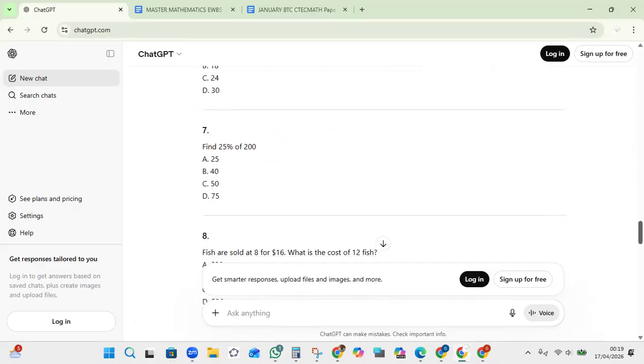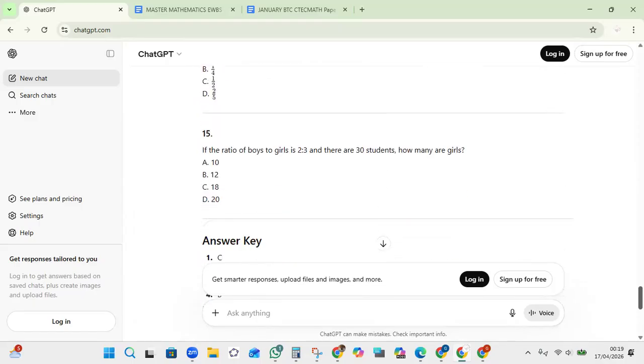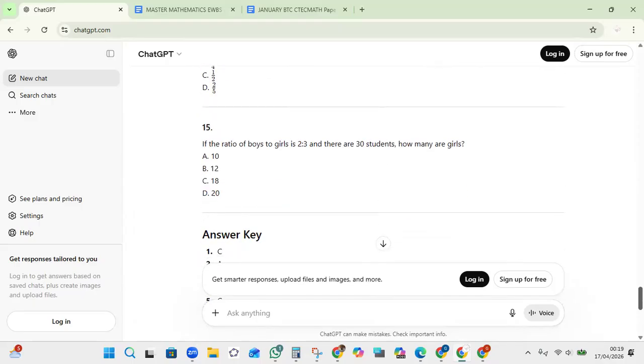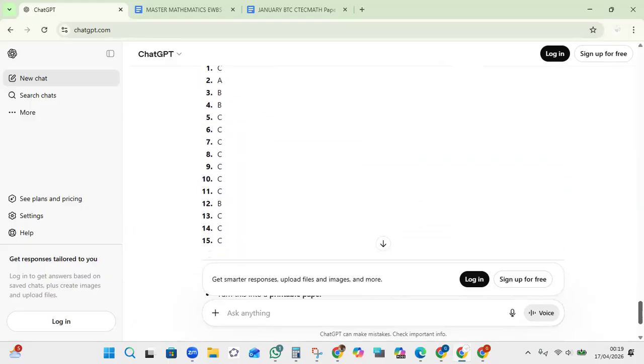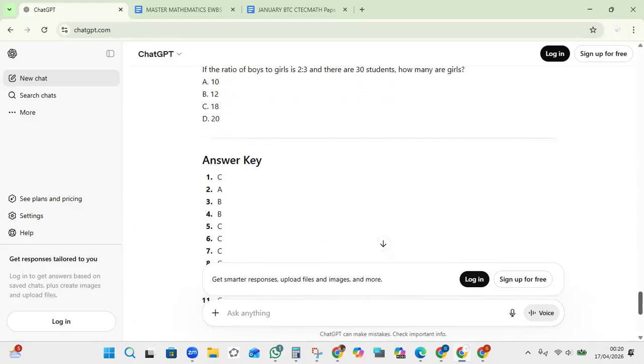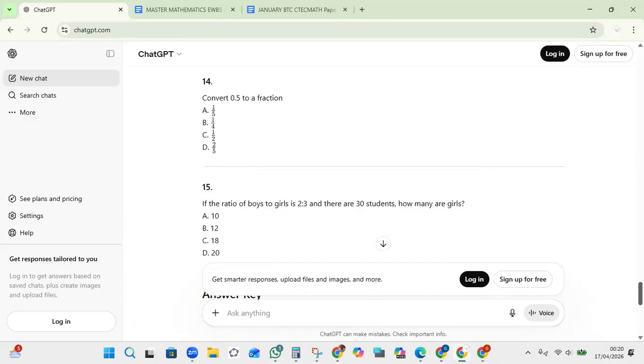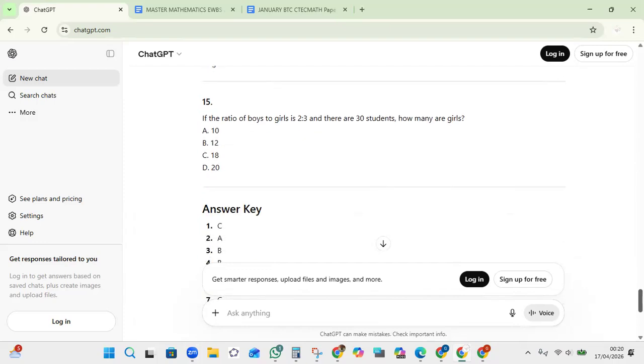Let me see how many questions it gave. It put 15 questions and here's the answers. If you want, I can also turn this into a printable paper, add harder questions, or create a mock exam with timing and marking scheme. Okay, so you can use that to practice for your module 1.